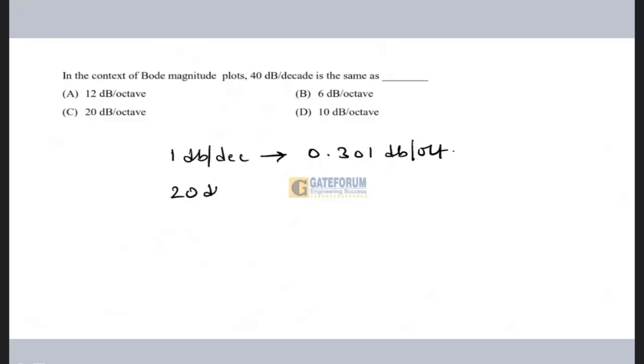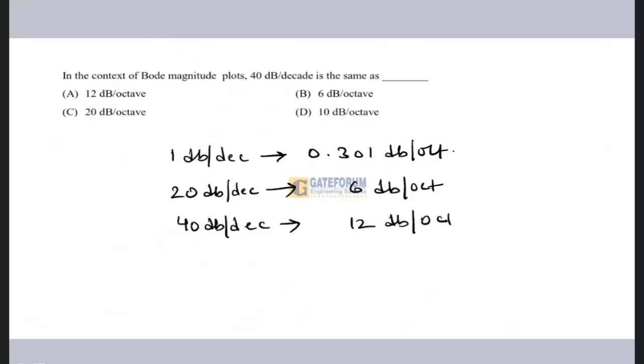So I told you that 20 dB per decade will be the same as 20 into 0.3, which is 6 dB per octave, and 40 dB per decade will be 12 dB per octave. We discussed this many times while discussing the Bode plot. The slope will be given in terms of decibel per decade or decibel per octave, and you must know the conversion. So the right answer is 12 dB per octave for 40 dB per decade.